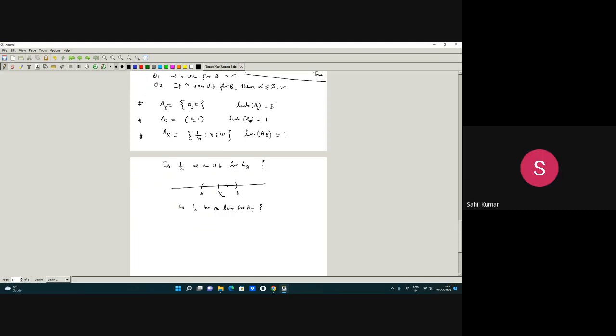3/4, does it belong to A8? Sir, yes. Yeah, Sahil. 3/4, whatever it belongs to A7, right? Yes sir, A7. Sorry, okay, I thought you were talking about A8. Again, Sahil, tell me, is 1/2 a least upper bound for A7 or not?